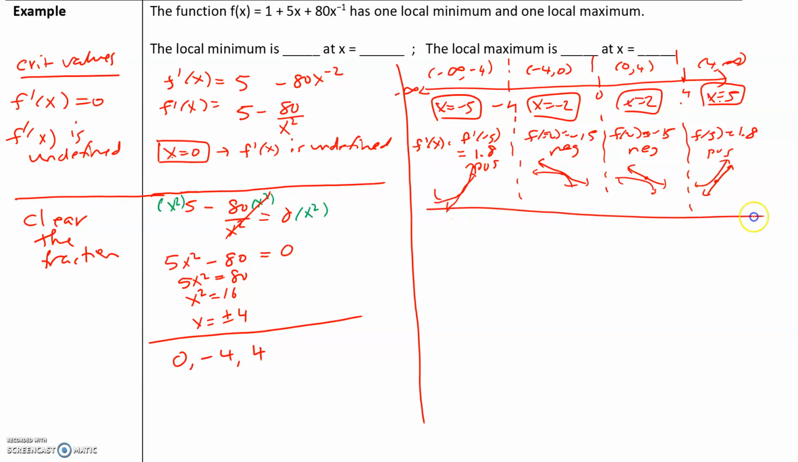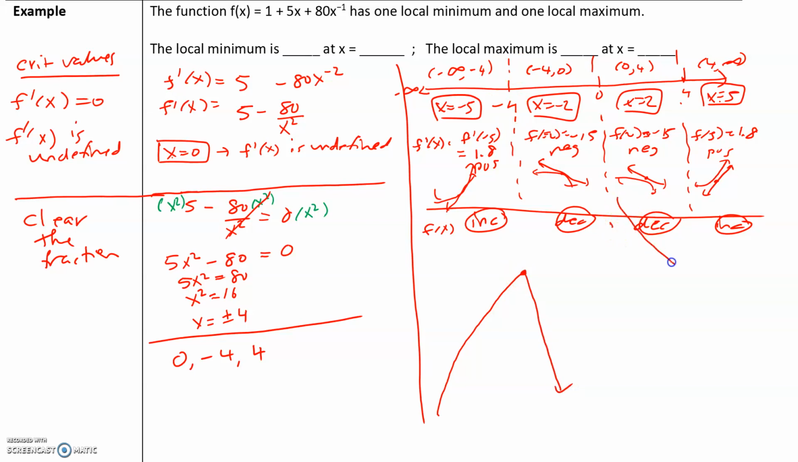Okay, so now let's make a conclusion about f of x. So f of x is increasing, decreasing, decreasing, and increasing. All right, let's do a quick sketch. So the function is increasing, increasing, increasing. Then it's going to hit this point, which is -4, and then it starts decreasing again. Here, the function is decreasing, decreasing, decreasing. It's going to hit 4, and it's going to start increasing again.